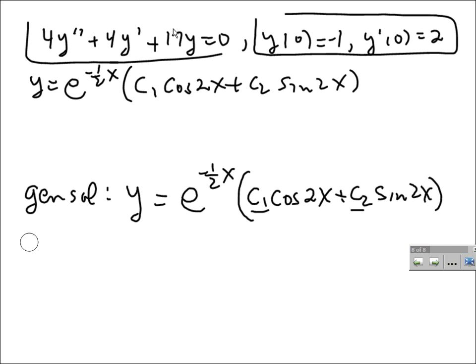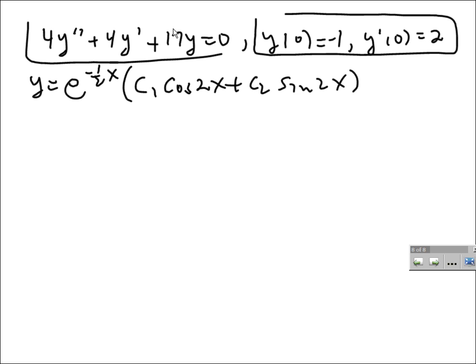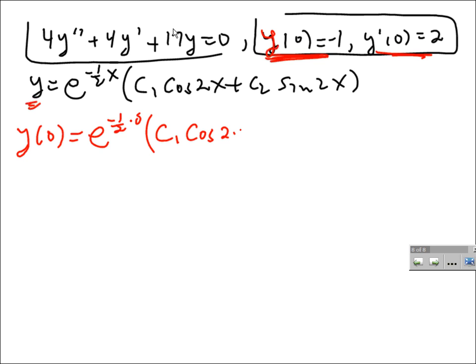I'm going to use the first equation, because it's the y equation, and we know what y equals. On one hand, y of 0 is e to the negative 1/2 times 0, times c1 cosine of 2 times 0 plus c2 sine of 2 times 0. And 2 times 0 is 0, even 1/2 times 0 is 0. So e to the 0 is 1 times what's in the brackets.